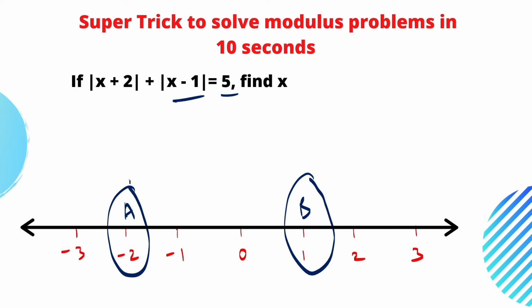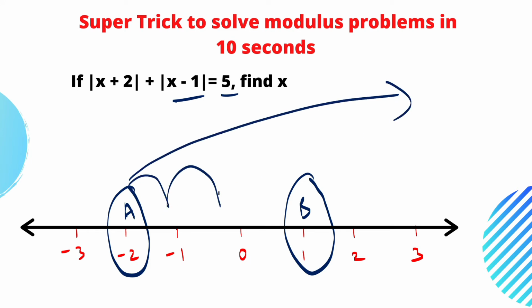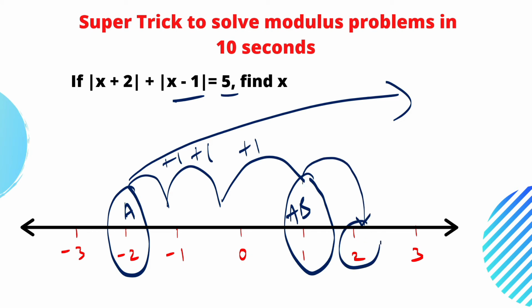So let us take the first case. A is moving towards b. So a is covering 1, 2, 3. So a covered 3 units and it reached b. So still 2 more units to be covered. So a and b just move on to 2 and they reach 2. So a is covering 1 unit. At the same time b is also covering 1 more unit. So total 2 units. So total 5 units are covered. So x is equal to 2.